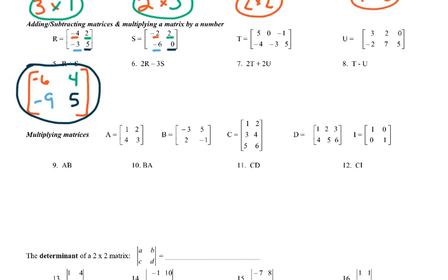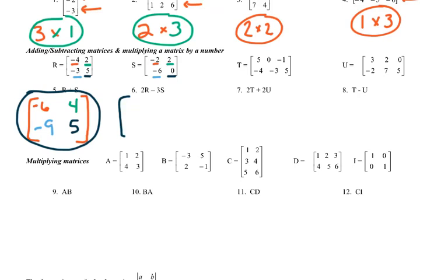This is a little trickier. I'm going to multiply a matrix by a number, and then multiply this matrix, and then subtract them. So if I do 2 times matrix R, I'm just going to take that 2 and distribute it. So I would get -8, 4, -6, and 10. And then I'm going to subtract 3 times S. So I'm going to take the number 3 and distribute that just in my head throughout matrix S. And of course 3 times 0 is 0. And then I'm going to subtract them, right?